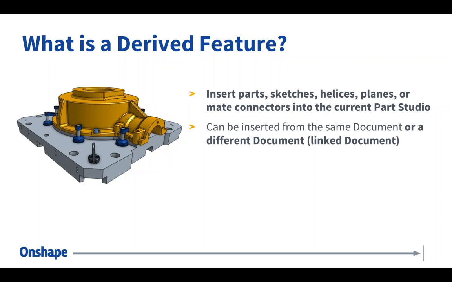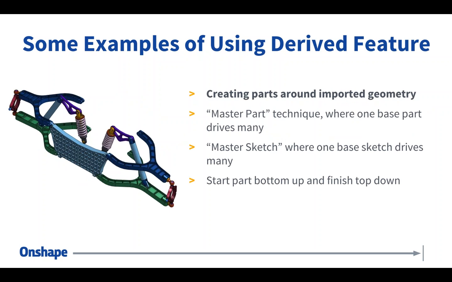They do behave just a bit differently in how they update. And so I want to spend a bit of time on that because you do have either the live update capabilities if you want them, or something a little bit more stable, something that will have a consistent rebuild no matter what the state of the current model is. So I'm going to go over linked documents and how to insert them as derived features, as well as how to reference from the same document. So, a simple explanation of what a derived feature is.